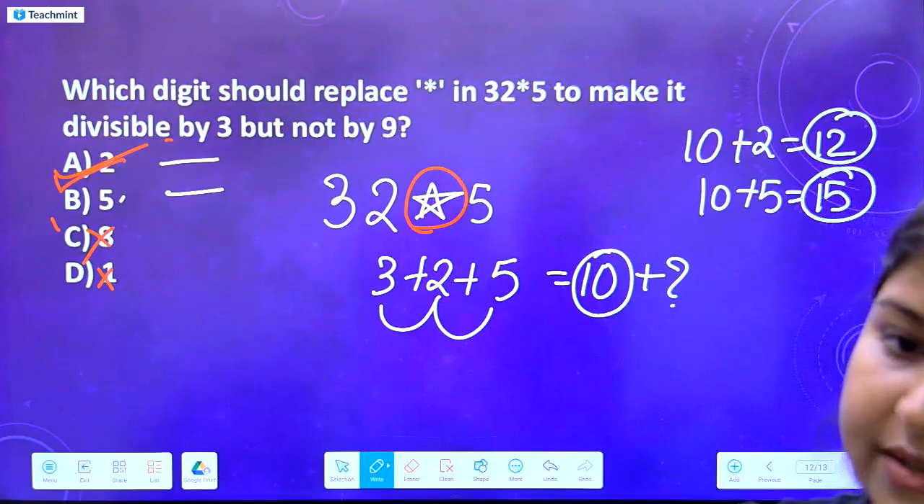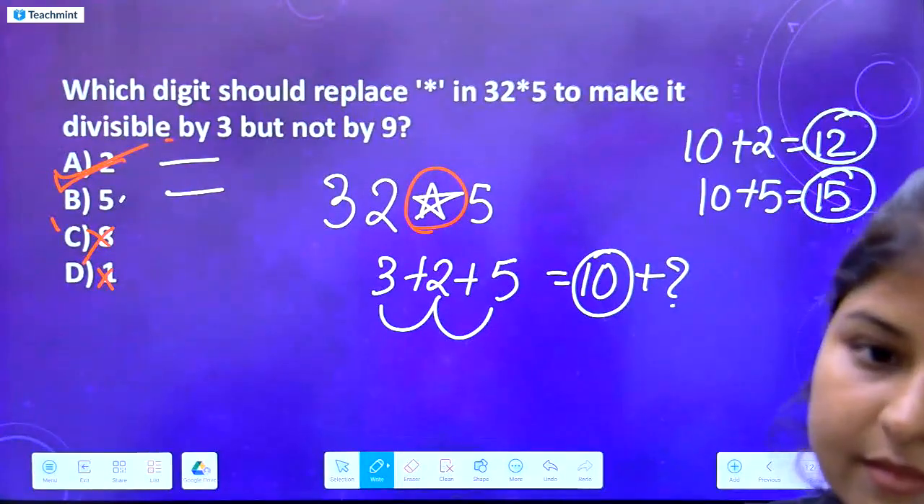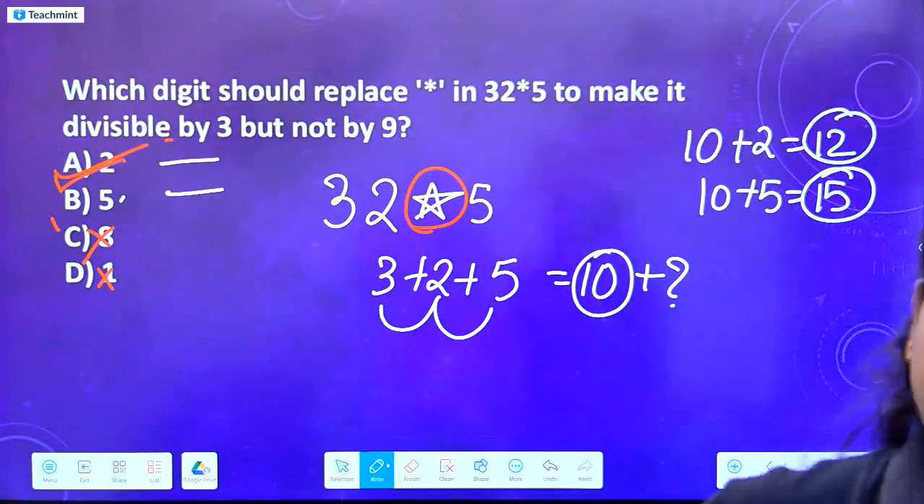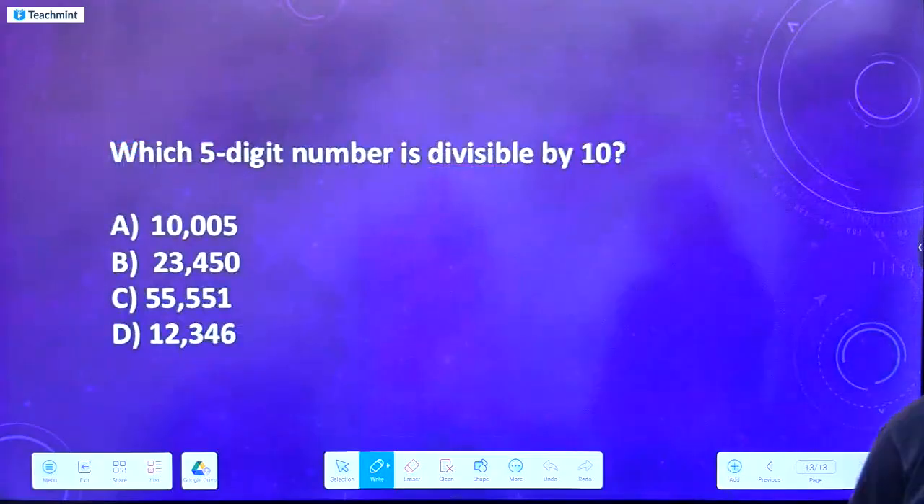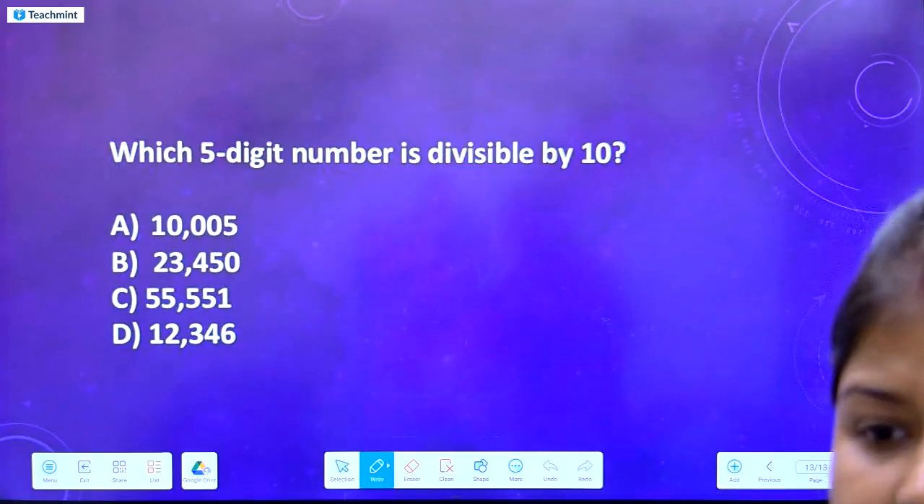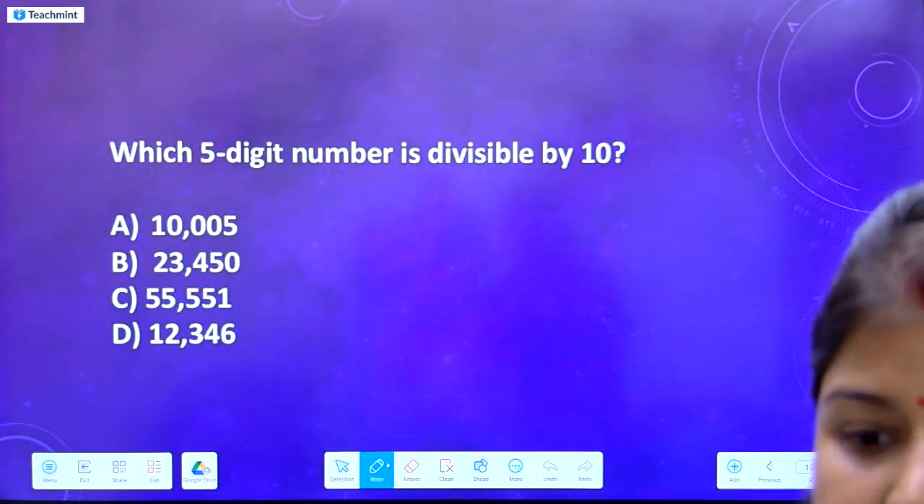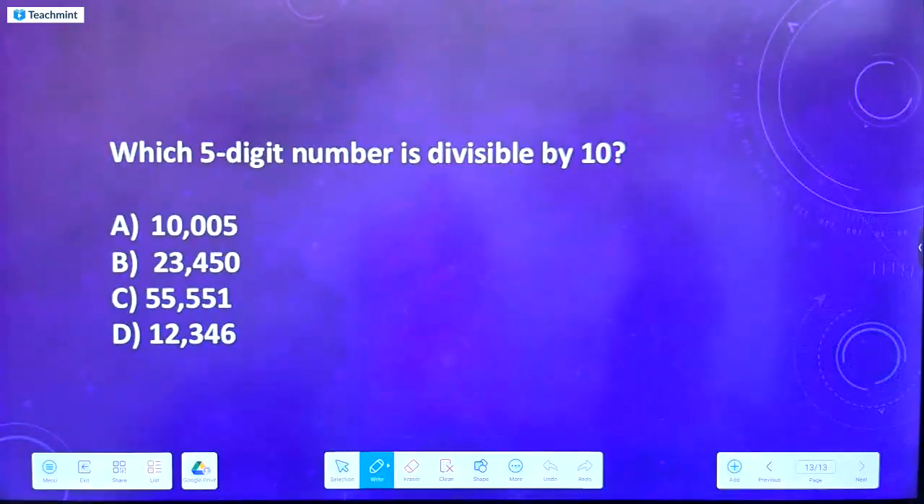Any one else, beta? Any question? No, ma'am. Okay, if no, then here you go, the next question. This one is the easiest one. And after this, I have certain rules for you. This is the last poll question.